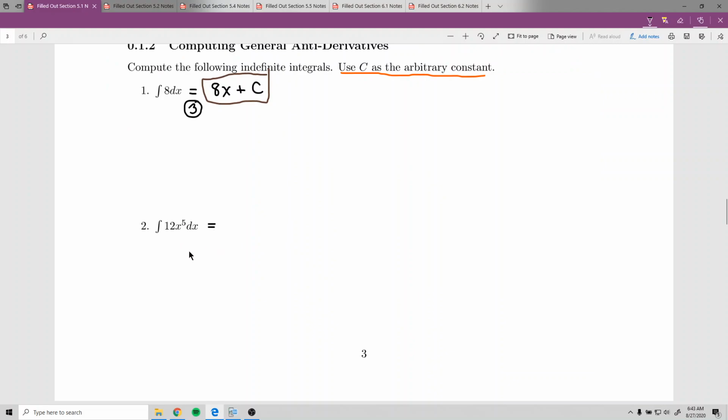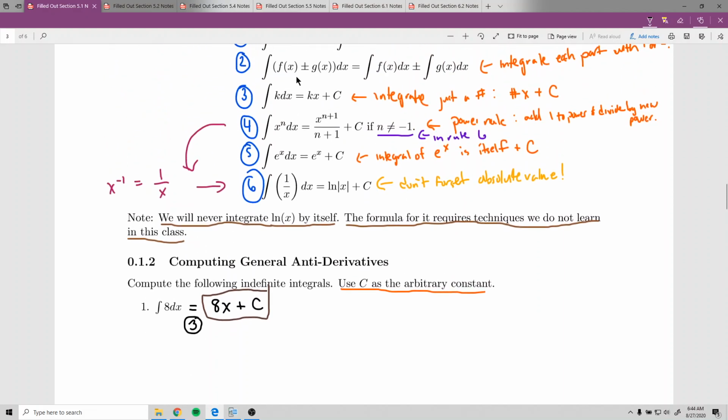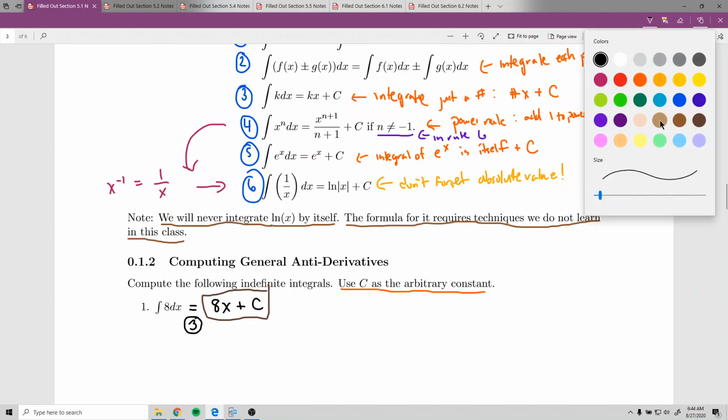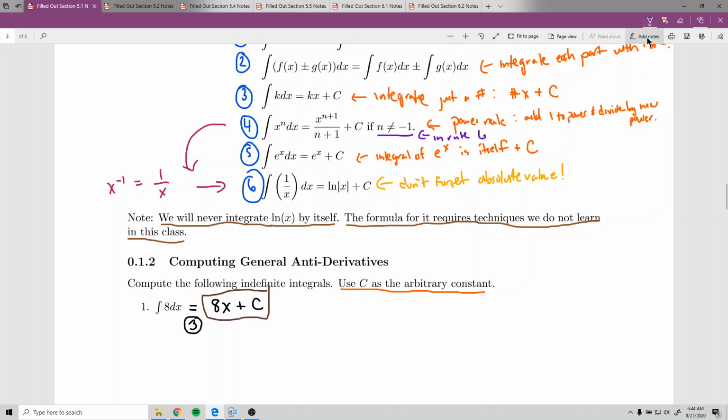Number 2, we want to integrate 12x to the 5th dx. Now, like with derivatives, I'm going to do every step following one of the rules. Once you adapt to this and practice a lot, you might be able to skip some steps that aren't hard to skip. But the way our rules are set up is that you want the inside to be just a power of x or just e to the x to be able to do one of the integration rules.